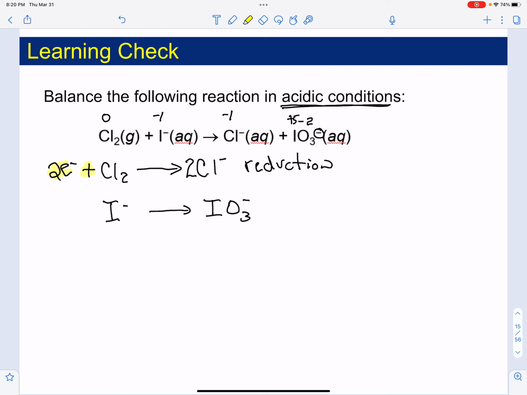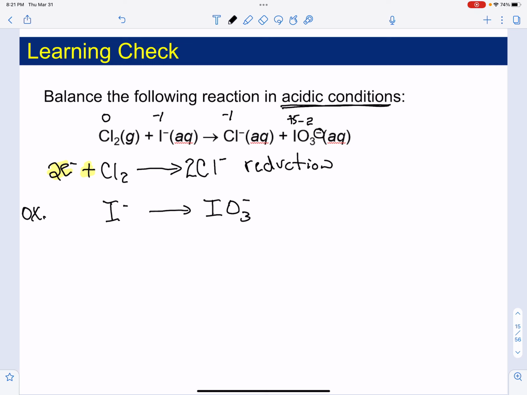So this one has to be the oxidation then. If the other one was the reduction, this one had to be the oxidation. And how are we gonna balance this? This one is a little bit strange because as you notice, on the right side, there is oxygen, but there's no oxygen on the left side. So how are we gonna fix that? We're gonna fix that by adding oxygens using water molecules.